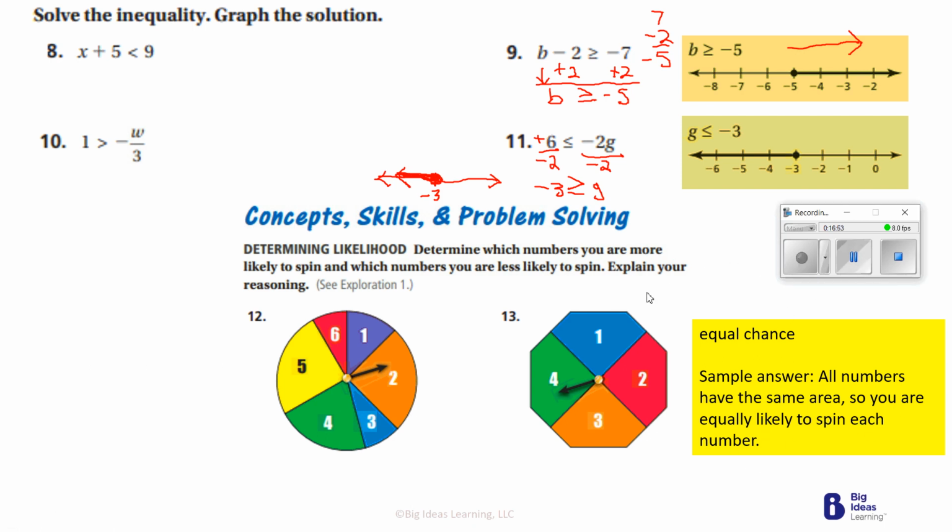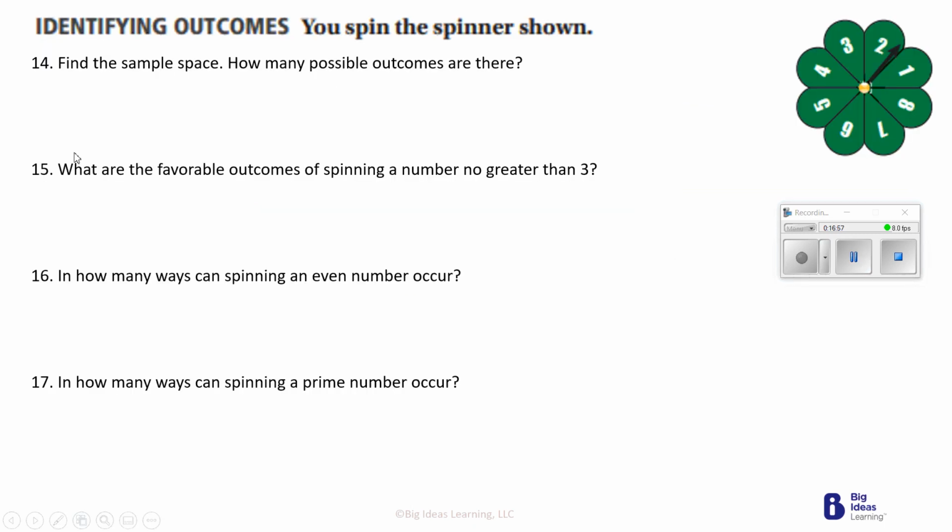All right, let's move on to number 15. Number 15 says, identify the outcomes, you spin the spinner shown. Looks like all of the sides have equal chance of landing on it. It says, what are the favorable outcomes of spinning a number no greater than 3? No greater than 3, okay.